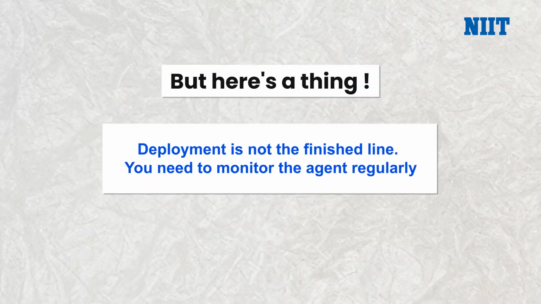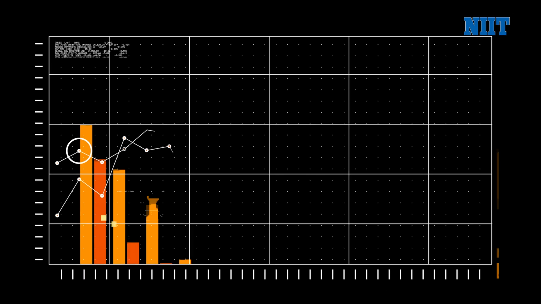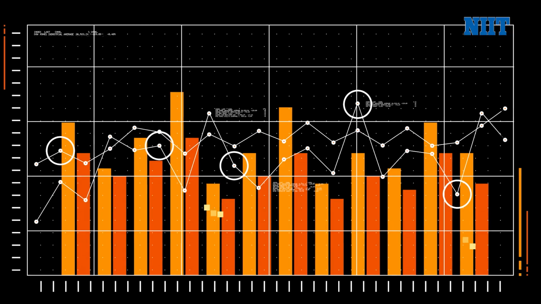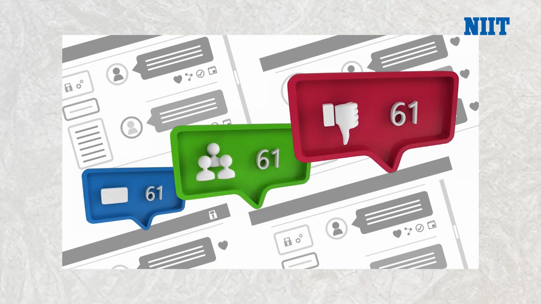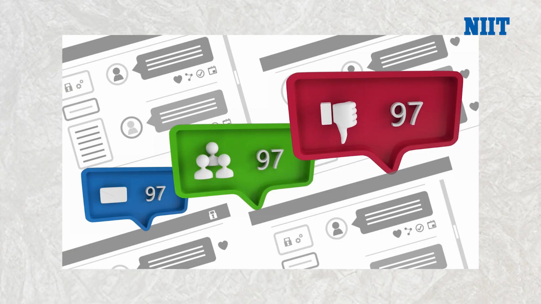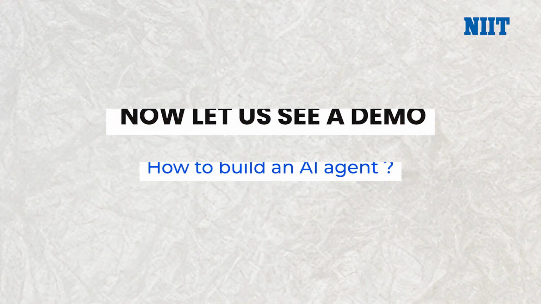You need to monitor the agent regularly. Is it still doing its job well? Has the data changed? If so, you might need to retrain it. Keep an eye on performance metrics and always gather feedback from users. This helps you improve the agent and keep it useful over time. Now let us see a demo on how to build an AI agent.